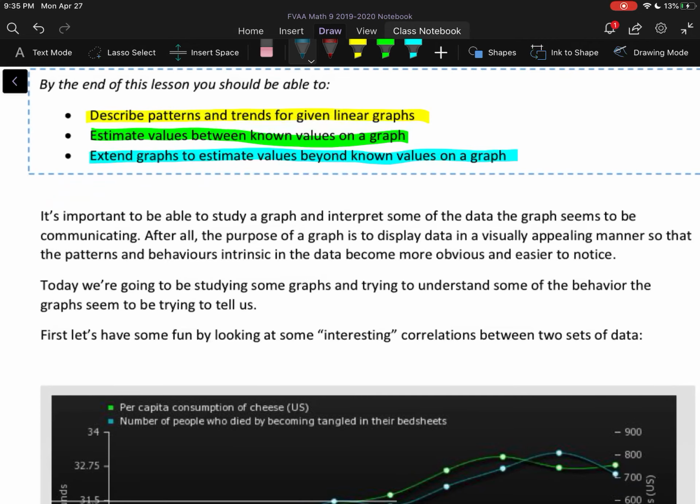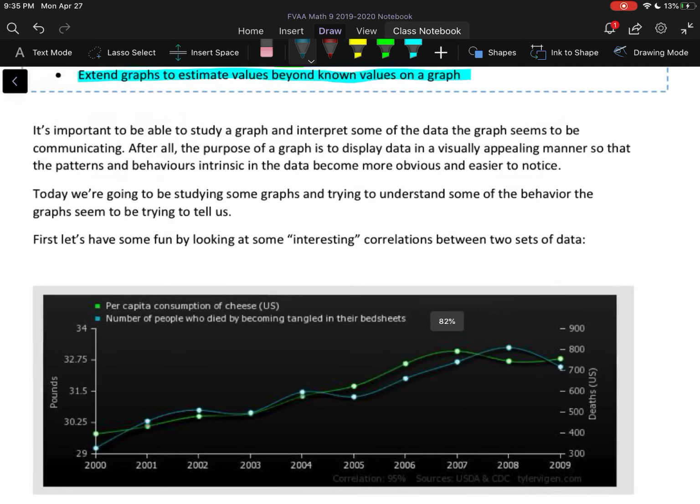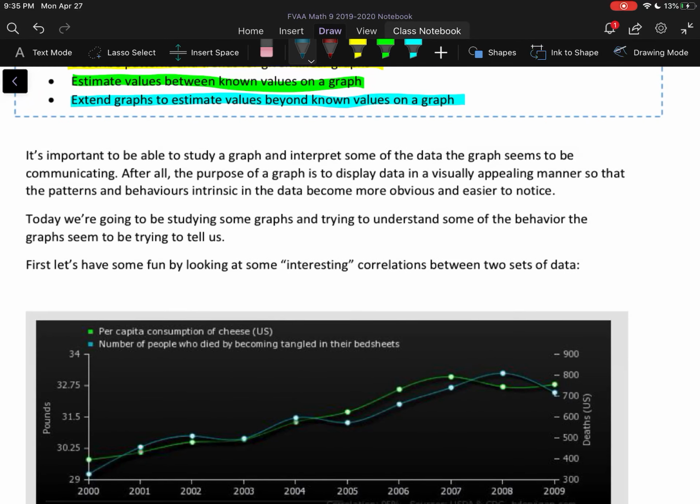All right. So it's important to be able to study a graph and interpret some of the data the graph seems to be communicating. After all, the purpose of a graph is to display data in a visually appealing manner so that the patterns and behaviors intrinsic in the data become more obvious and easier to notice. Today we're going to be studying some graphs, trying to understand some of the behavior the graphs seem to be trying to tell us. First, let's have some fun by looking at some interesting correlations between two sets of data.